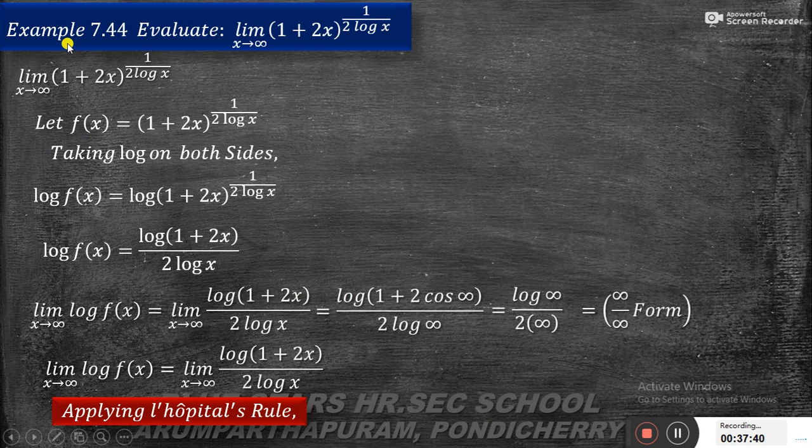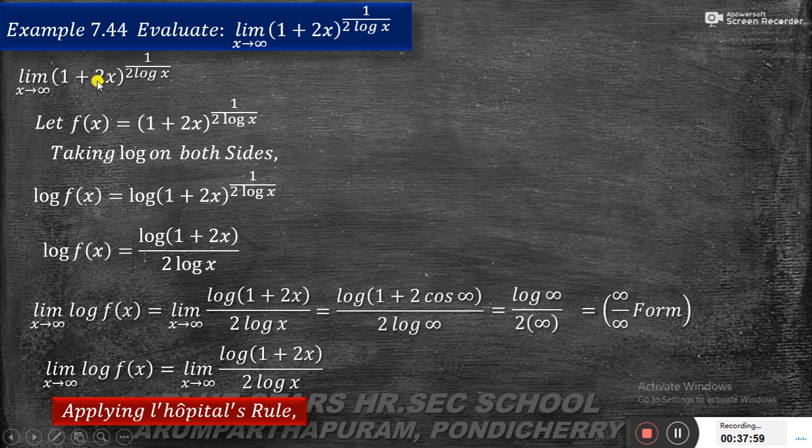Now next we discuss example 7.44. Evaluate limit x tends to infinity (1 plus 2x) power 1 by 2 log x. Evaluate means we find the answer for this limit. So I write the given limit: limit x tends to infinity (1 plus 2x) whole power 1 by 2 log x.